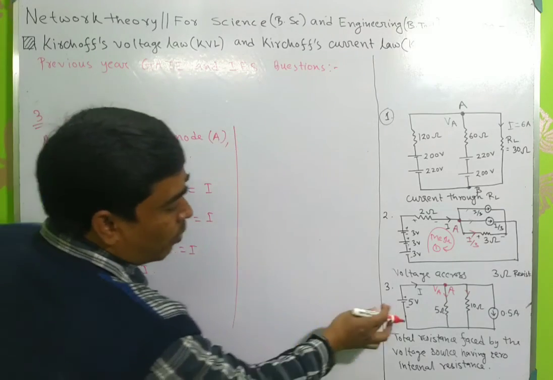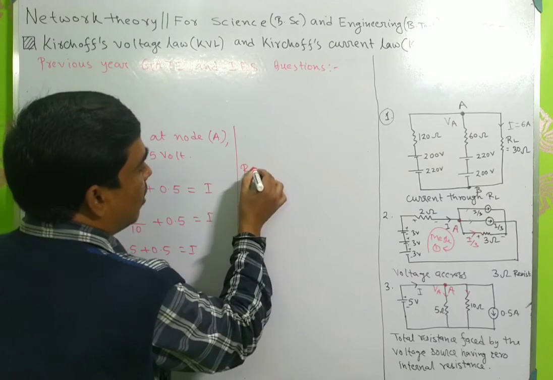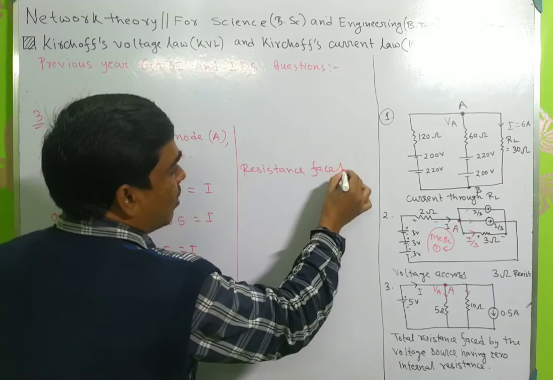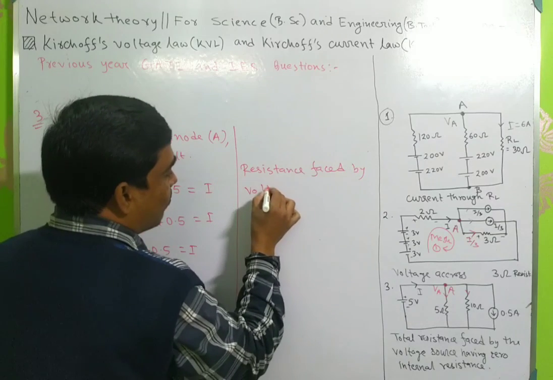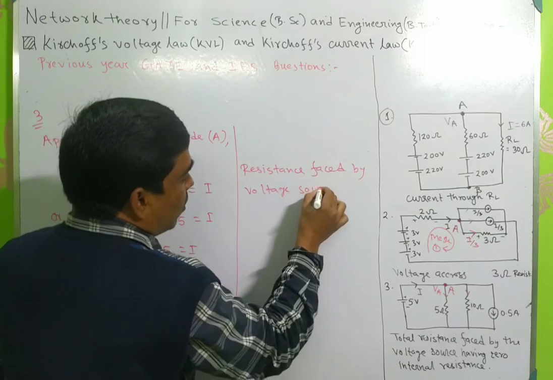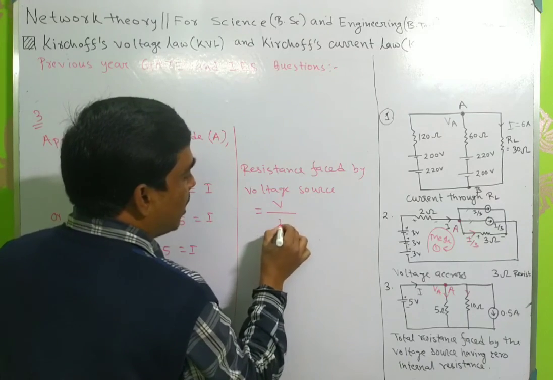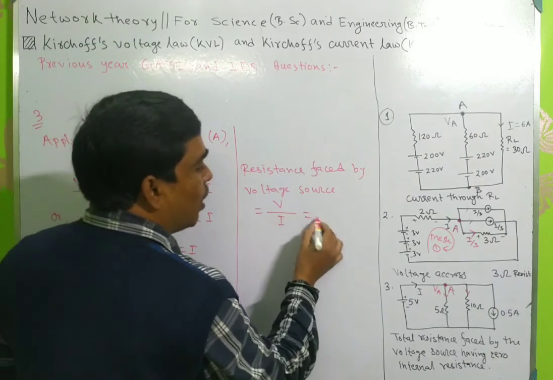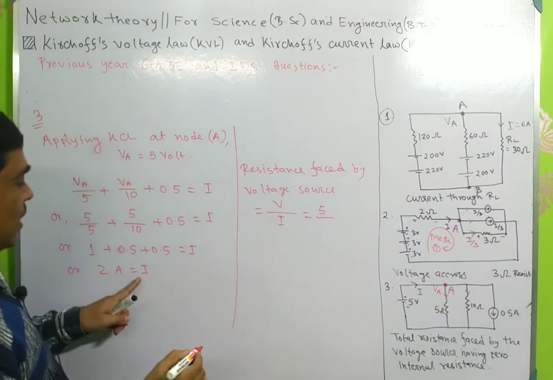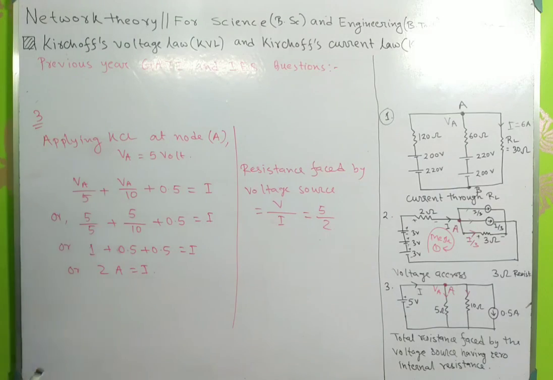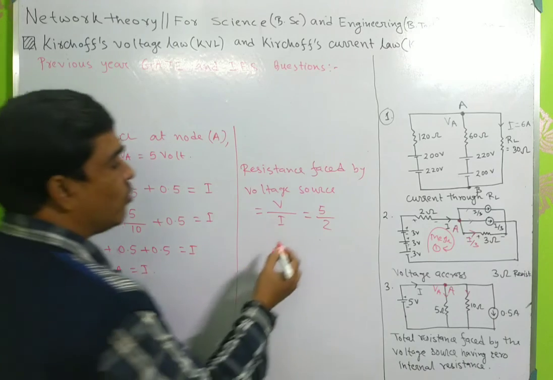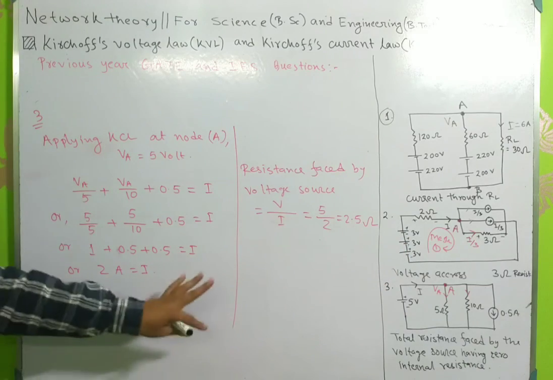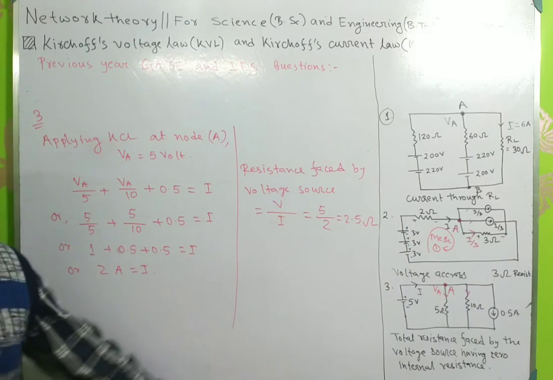So the resistance faced by the voltage source equals V by I. The value of V is 5 volt and the value of I is 2 ampere. So it will be 2.5 ohms. So this is problem number 3.